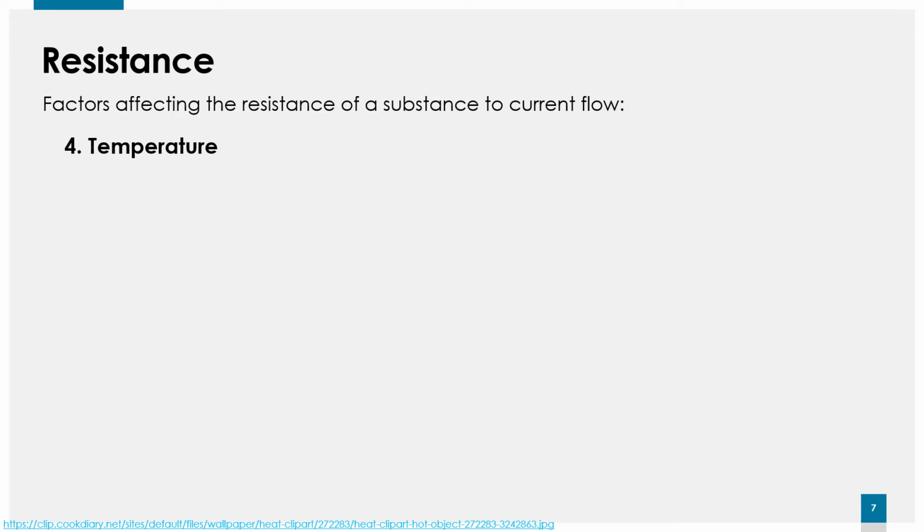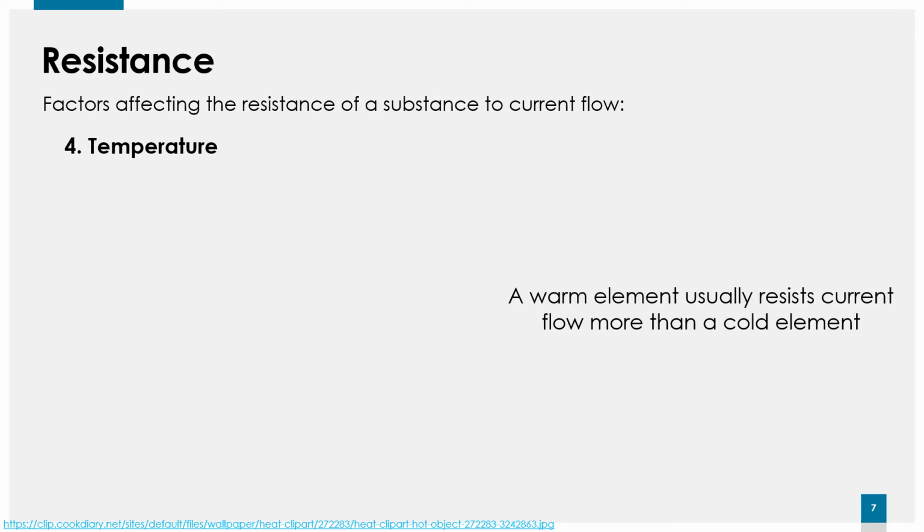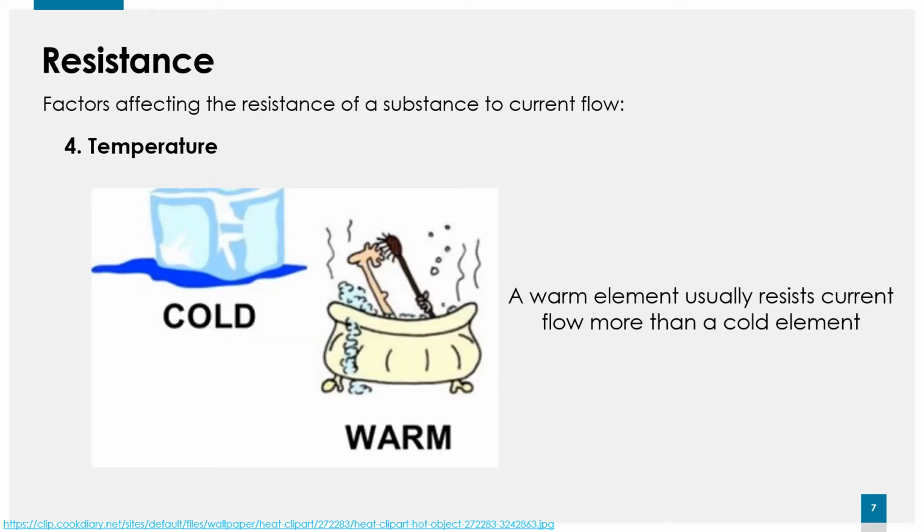And the fourth one is the temperature. A warm element usually resists current flow more than a cold element. Because in the warm, the atoms are more spaced, so there is more space, so they resist current more than in a cold element.